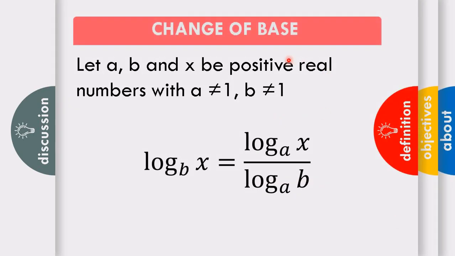So next we have change of base. Let a, b, and x be positive real numbers with a not equal to 1 and b not equal to 1. Then the logarithm of x to the base b is equal to the logarithm of x to the base a all over the logarithm of b to the base a. Okay?